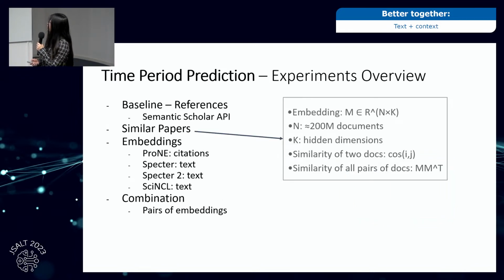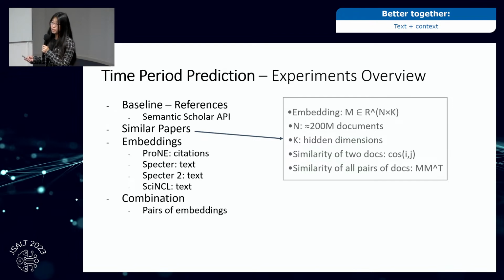So, an overview of the experiments: I start out with a baseline using the references. For this one, from the Semantic Scholar API, we can get the time of all the references of the query paper. And then we take the most recent bin of those references.